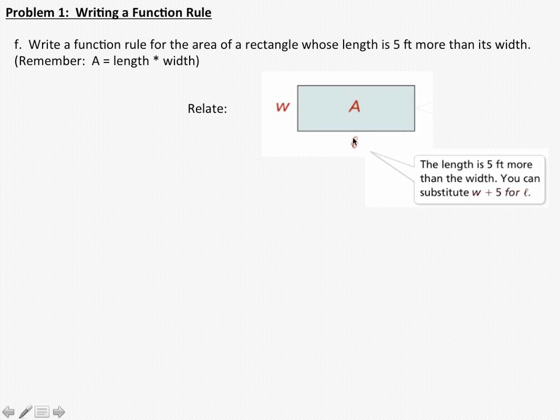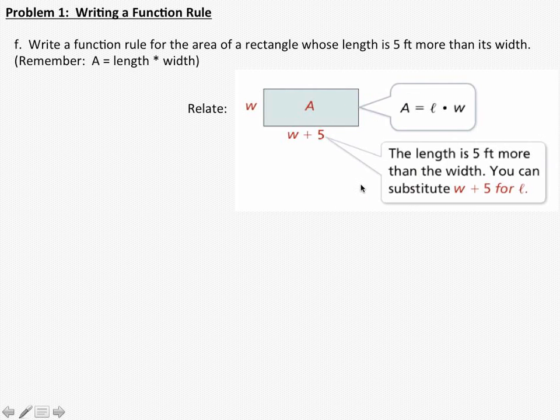So instead of this L, we're going to put a W plus 5. The length is 5 more than the width, so width plus 5 would be the length. That way we only have one variable there. The fewer variables, the better. So there's the new picture, W and W plus 5.